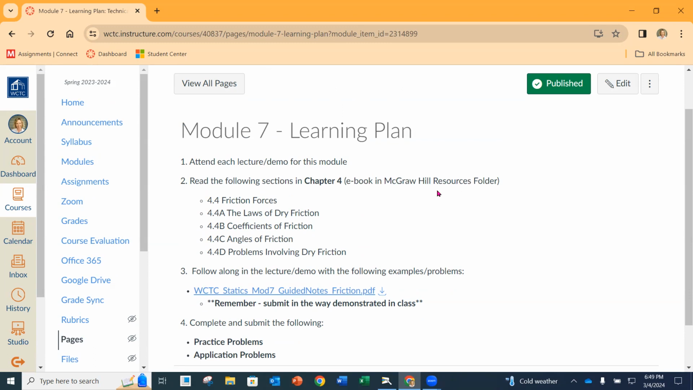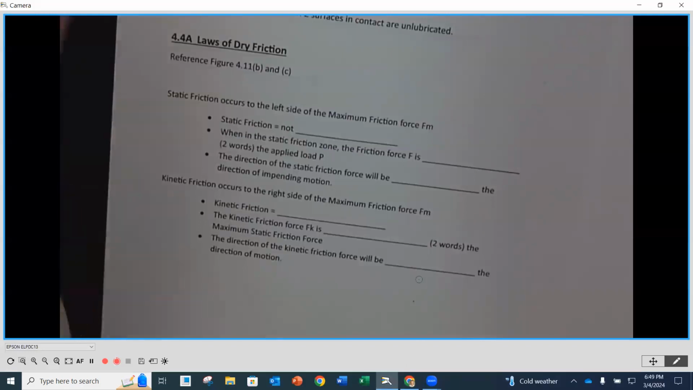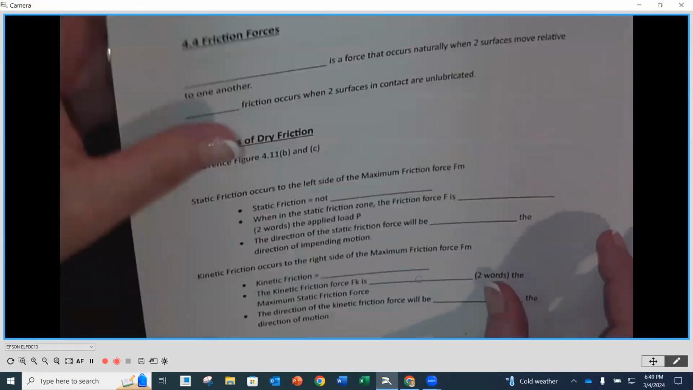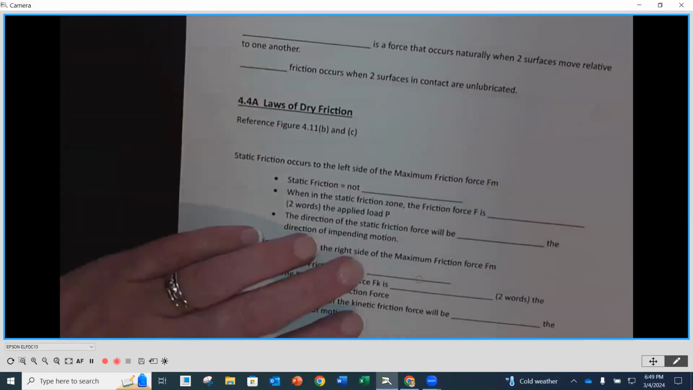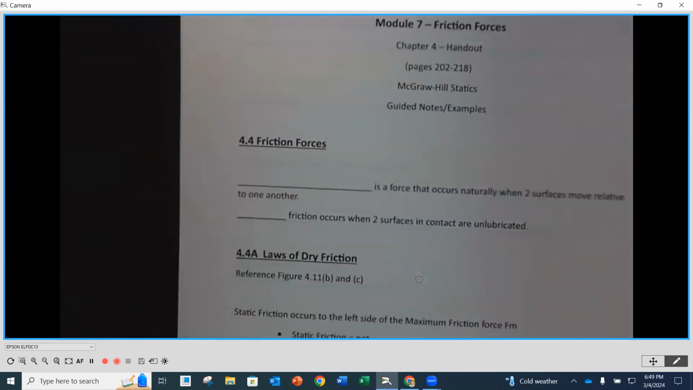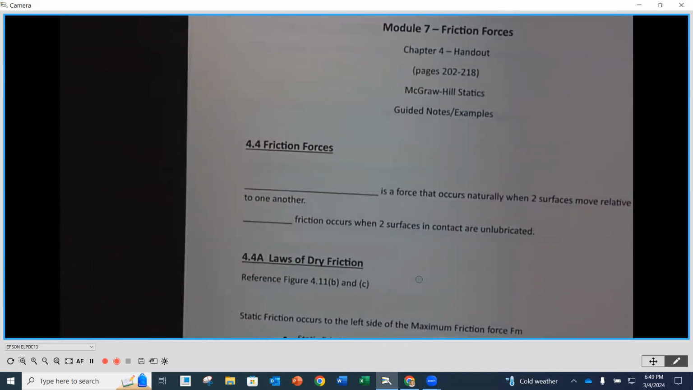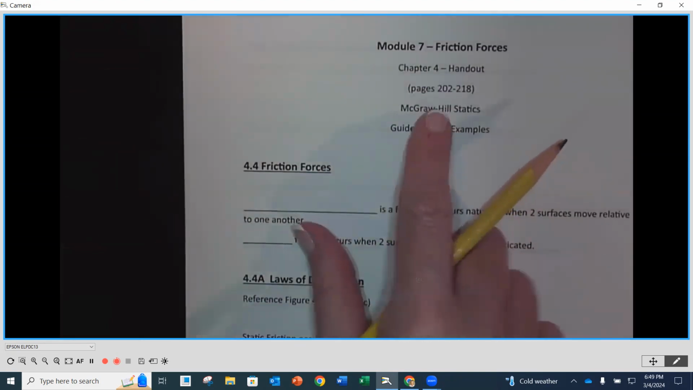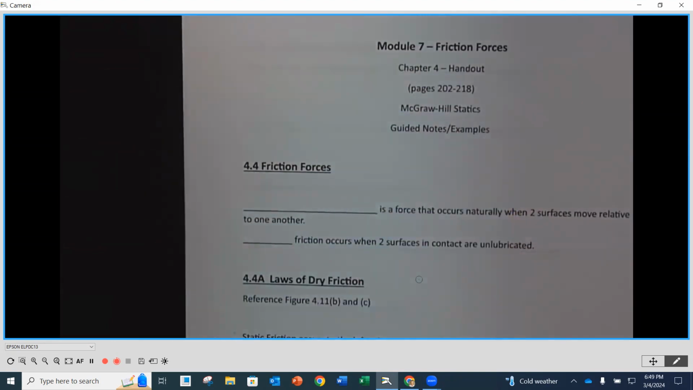Okay, so back into our regular textbook, and we're going to be talking about friction. I already have mine printed out underneath. So what I'm going to do is go underneath our camera, and I have my guided notes, but I also have the chapter here as well. As we look at the beginning of this section, it actually starts on page 202, which is the tail end of chapter 4 in our McGraw-Hill book. So it's not the complete chapter 4, but it's the very tail end.